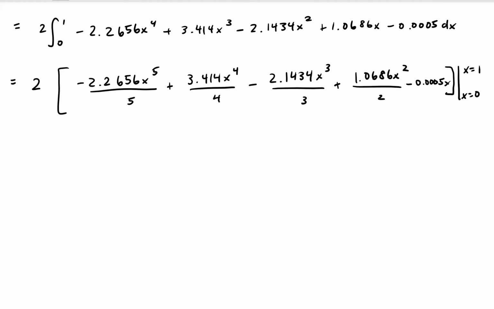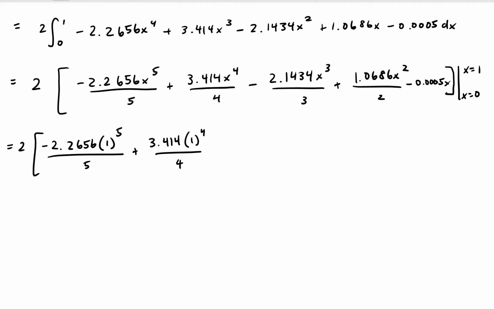And in the second line, I went ahead and integrated, and we see that we need to evaluate that new function for x equals 1 and x equals 0. Thankfully, every term has an x in it, so if we plugged in 0, it would all become 0. So then this is going to become 2 times negative 2.2656 times 1 to the 5th power over 5 plus 3.414 times 1 to the 4th power over 4. And 1 to the 4th and 1 to the 5th are just 1. So let me go ahead and erase those.